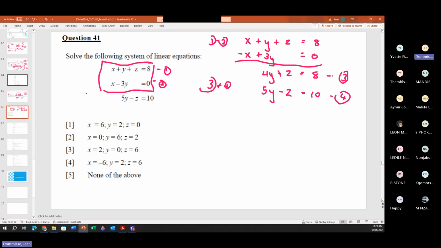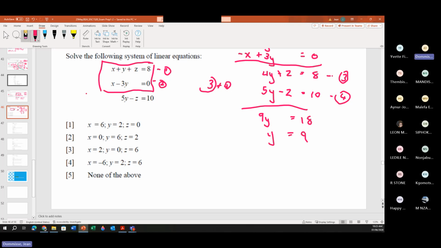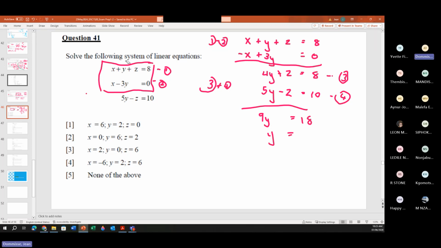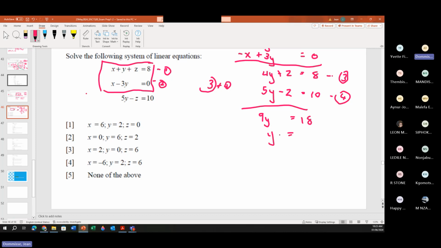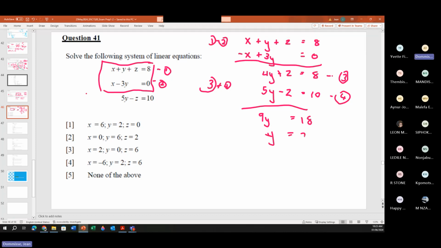So 9, that plus that gives you 9y. Z minus z falls away. 8 plus 10 gives us 18. And now we can say y is equal to 9. Sorry, 18 divided by 9 is 2. That maths was horrible. Y is equal to 2.